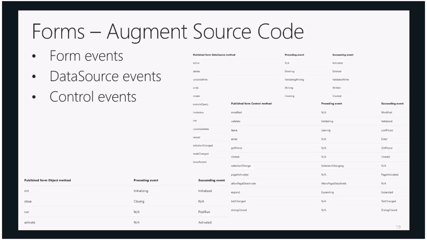Now we have all the various events documented on our docs site. Many of these events have preceding events and succeeding events, but not all. When we do have both events, the preceding event will end in "ing" and the succeeding event will end in "ed". Depending on exactly what you're trying to accomplish with your extension will determine exactly what event you hook into.